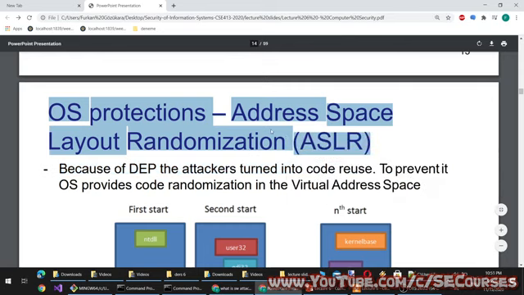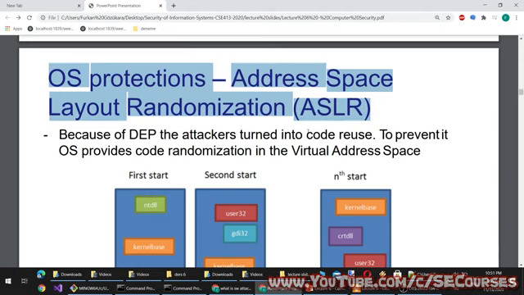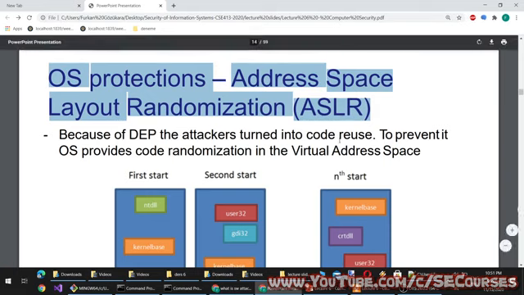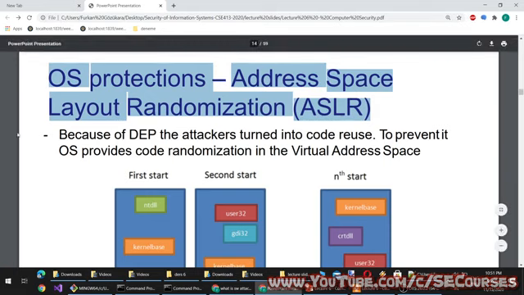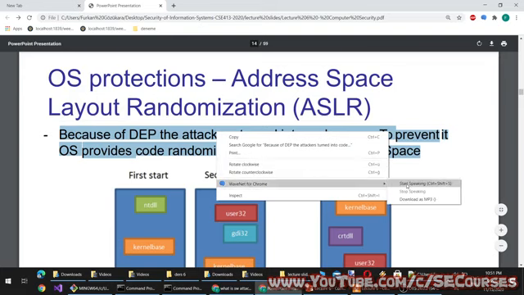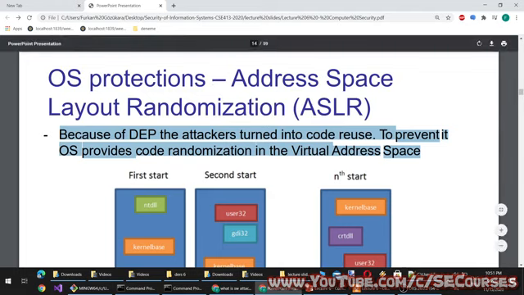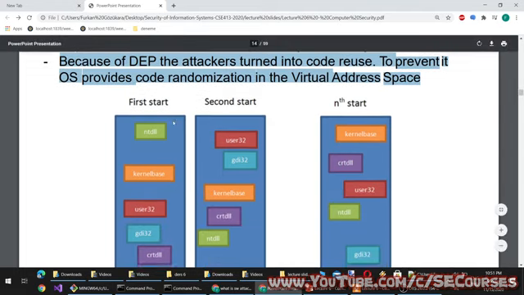OS protections, address space layout randomization, ASLR. We have seen this in the Ars Technica article we read at the beginning of the lecture. It was related to exploitation of iPhones and iPads. Because of DEP, the attackers turned to code reuse. To prevent it, the OS provides code randomization in the virtual address space.